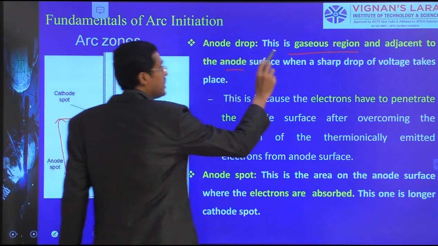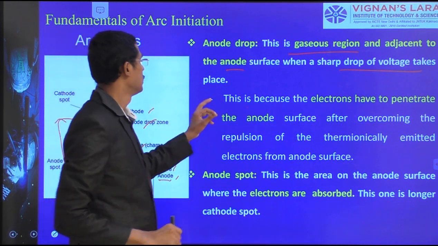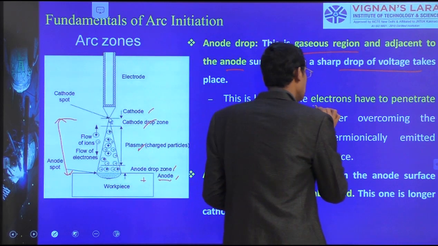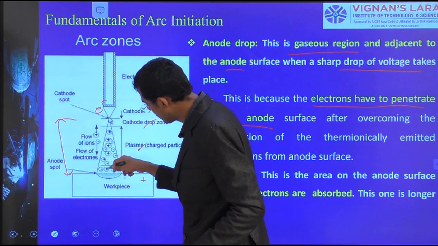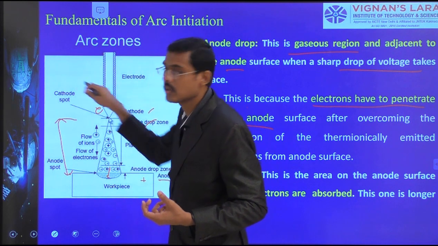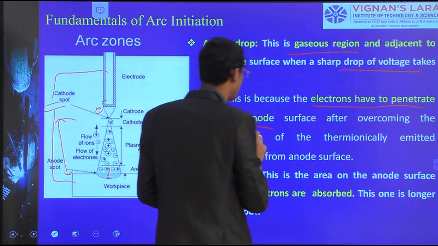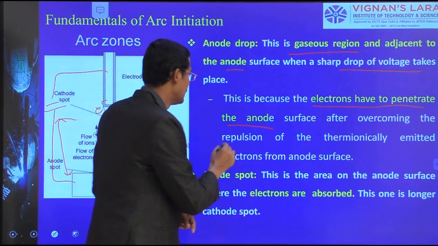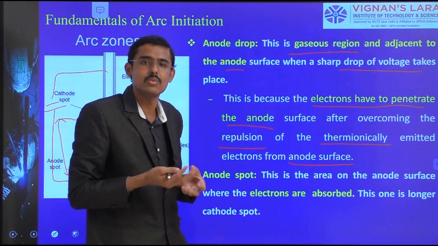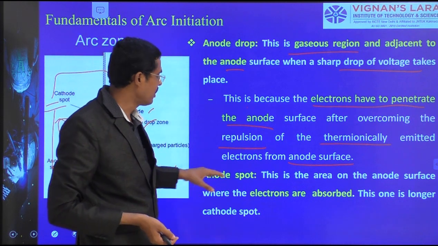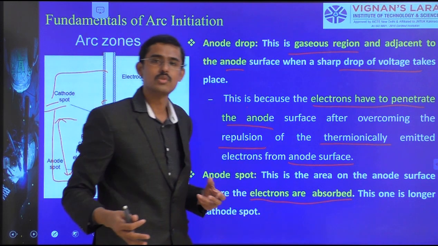Two points are here. The gaseous region is adjacent to the anode surface. A sharp voltage drop happens here, as shown by the graph. This is because electrons have to penetrate the anode. The electrons released from this zone have to come and impinge here. That is what generates heat. Then the circuit has to be closed, and the electrons should flow through the circuit. So electrons have to penetrate the anode surface after overcoming the repulsion of the thermionically emitted electrons from the anode surface. They should overcome the positive attraction of this workpiece. That is the anode spot, the area on the anode surface where the electrons are absorbed. So here the electrons are finally absorbed.